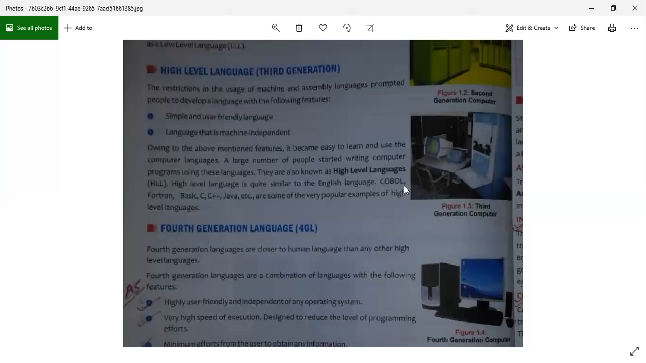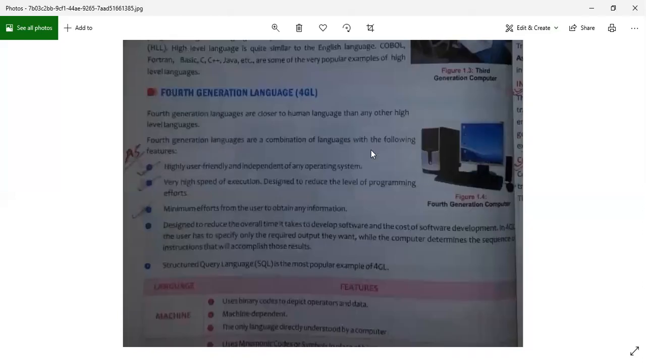So what are the examples of high level language? COBOL, Fortran, Basic, C, C++, Java, etc. So these are all the names given of a high level language. These are some of the very popular examples of high level languages. Let's go ahead and read about fourth generation language. Now, what is a fourth generation language?